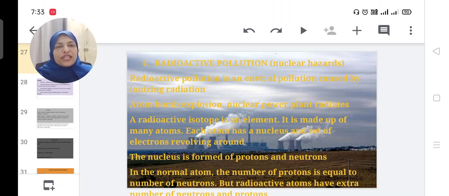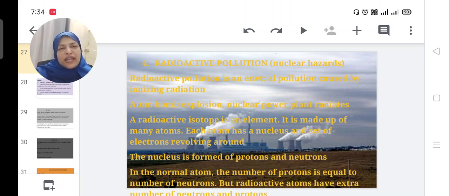The next type of pollution is radioactive pollution, also called nuclear hazards. Radioactive pollution is an environmental pollution caused by ionizing radiation, atom bomb explosions, and nuclear power plant radiation.